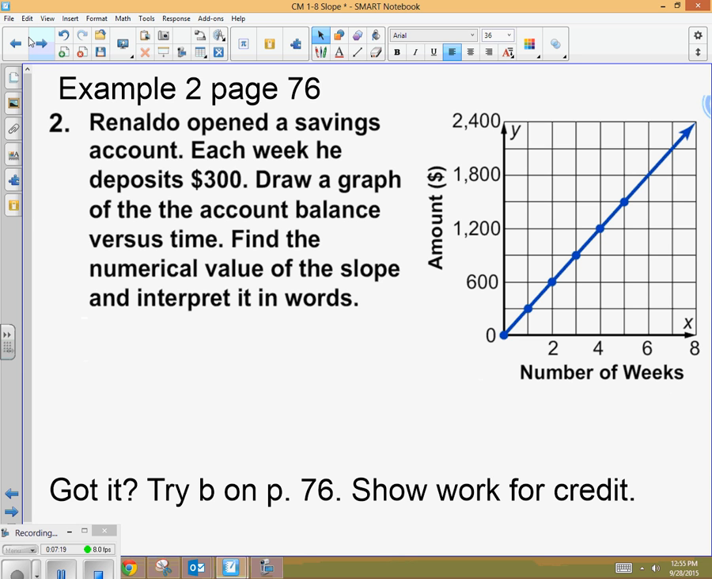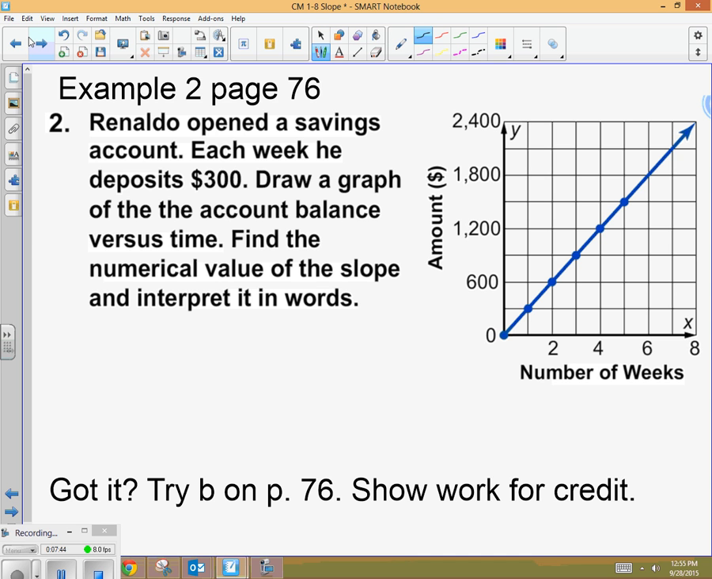Okay, moving on to example 2, page 76. It says Reynaldo opened a savings account. Each week, he deposits $300. Draw a graph of the account balance versus time. Find the numerical value of the slope and interpret it into words. Now, the graph is already done for us, but there's something missing.